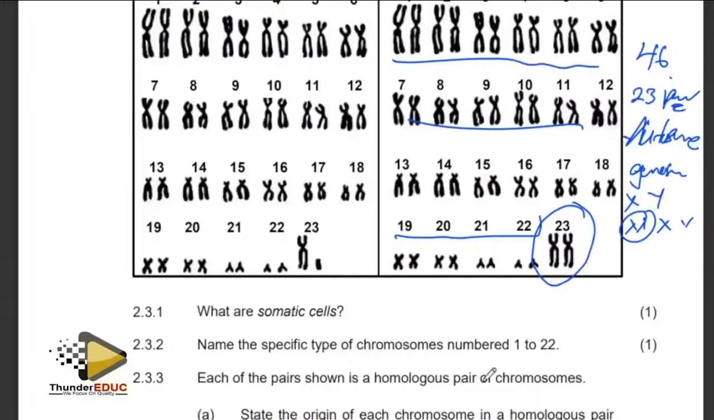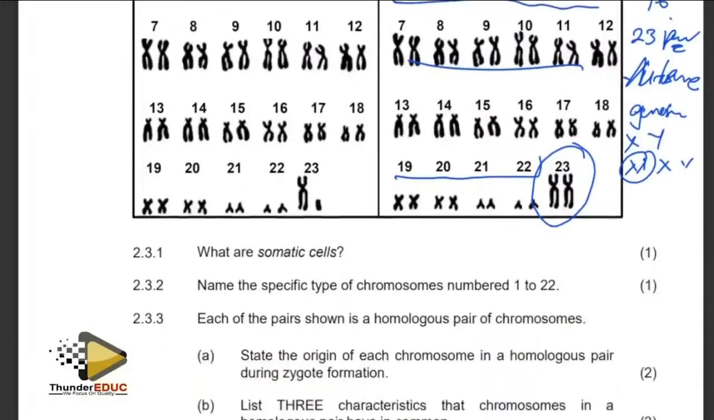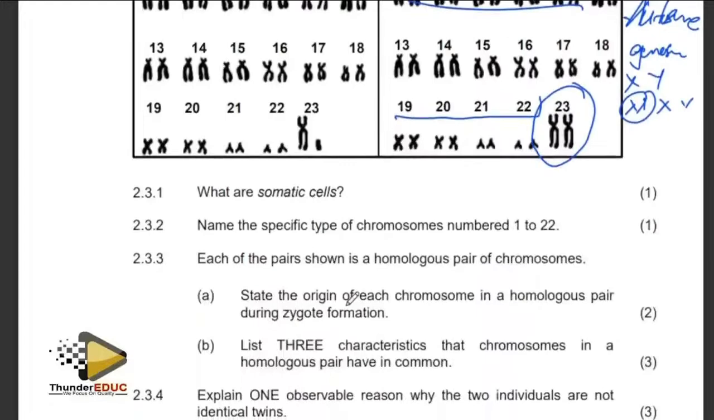Each pair shown is a homologous pair, and each pair states the origin of each pair of chromosomes. Definitely one came from the nucleus of the ovum and another one came from the nucleus of the sperm, meaning that one chromosome came from the mother and the other came from the father. Then fertilization took place and a zygote was formed. That's what they are looking for.